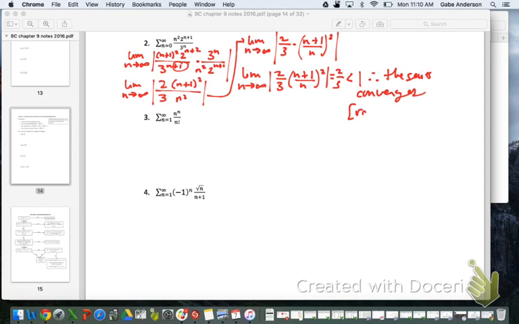And I just used the ratio test. Okay, so I hope you're getting the hang of that. Let's take a look at example number 3.